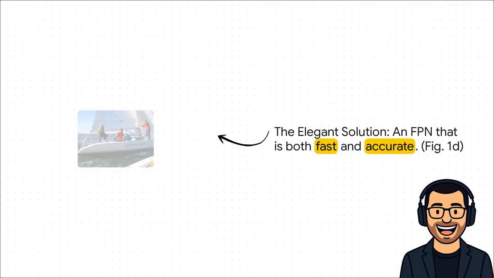It proposed this beautifully elegant solution called the Feature Pyramid Network, or FPN for short. The goal was simple, but it was also super ambitious. Create a feature pyramid that was as fast as those single map methods, but as powerful as that super slow image pyramid. They really wanted the best of both worlds.